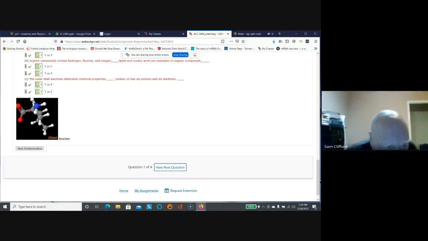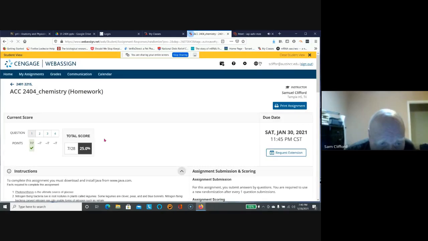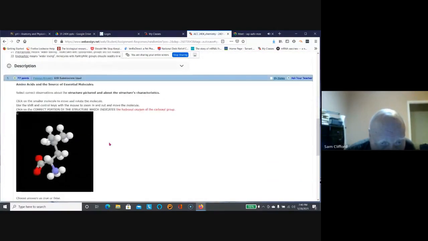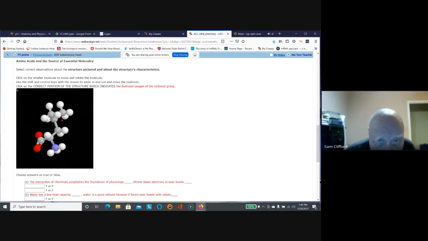Oxygen single bonded. This is a chemical bond. A little line between two atoms represents a single bond, a single covalent bond between two carbons. This is a single bond between hydrogen and nitrogen. As you're doing this in the practice tests, you just keep hitting new randomizations. And here's another example of how you deal with these pictures, these images.